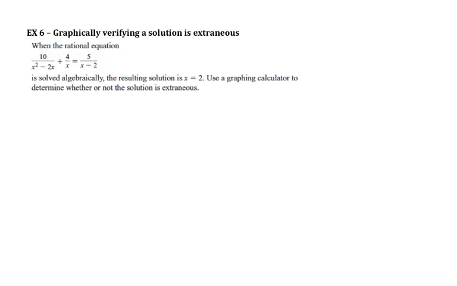One final graphing example is example 6. So when this rational equation is solved algebraically, you get x equals 2. We can use a graphing calculator to determine whether or not the solution is extraneous. So I could graph this equation as two separate equations again, so a y1 and a y2, and look for a point of intersection. If I do that, my calculator isn't going to find one. That's my first hint that x equals 2 is an extraneous solution and not a real solution.